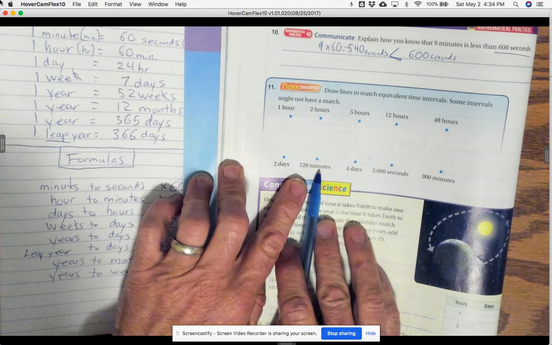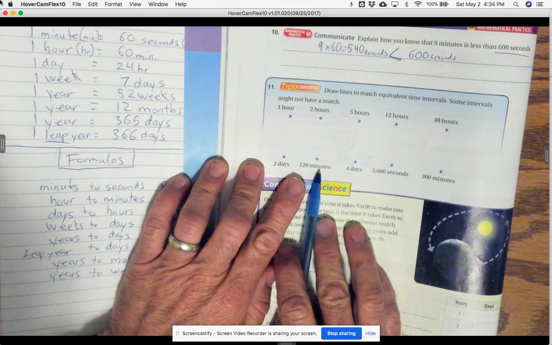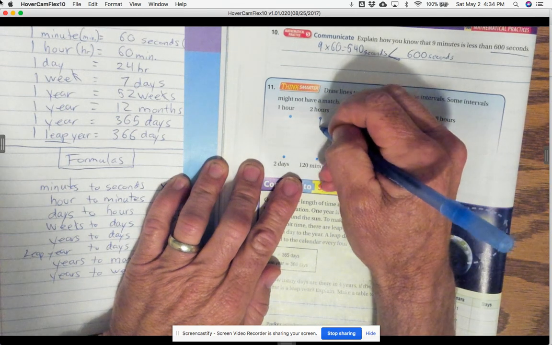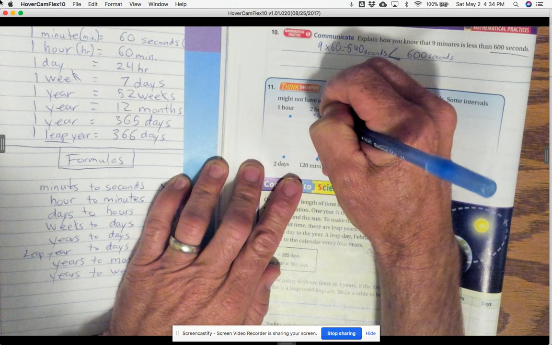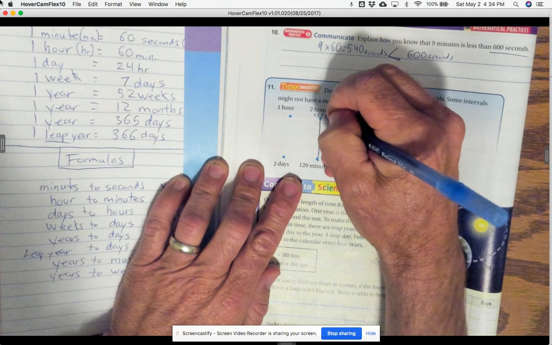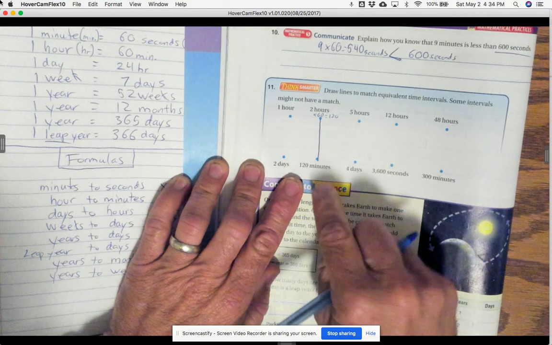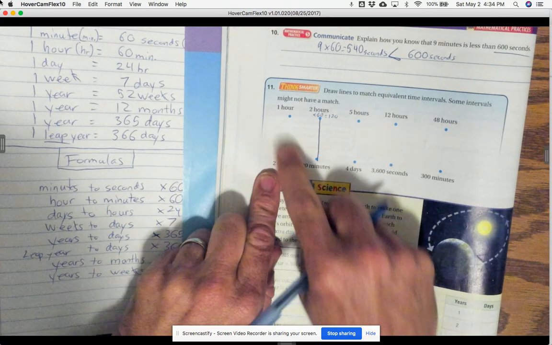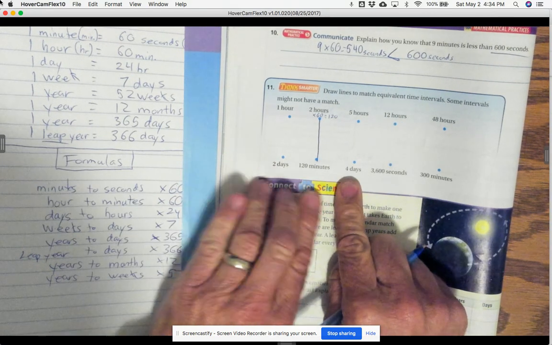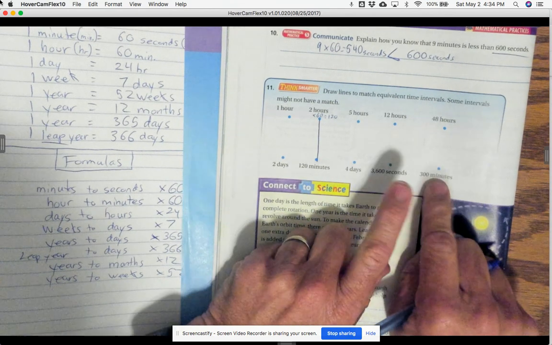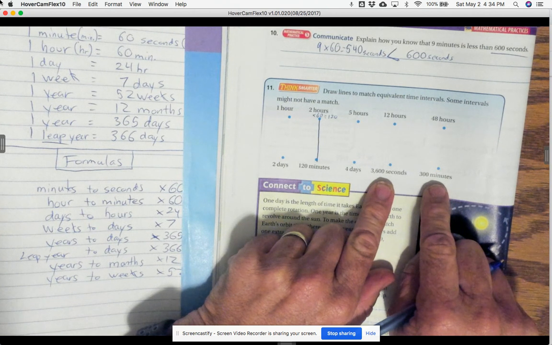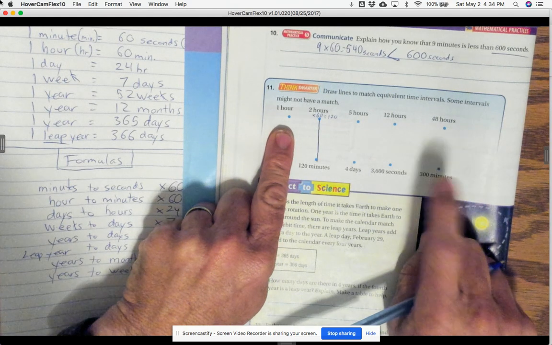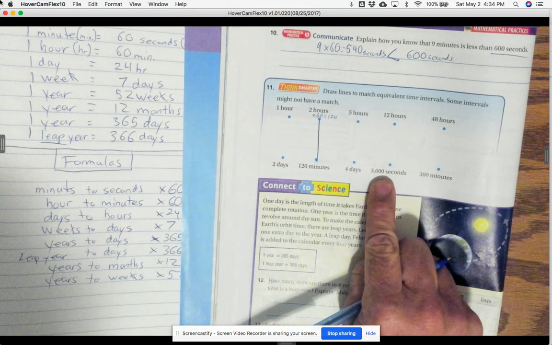1 hour, 120 minutes? No, that would be double. Oh, look, right there. 2 hours. Because 2 hours times 60 minutes per hour is 120 minutes. You know an hour doesn't match up with 2 days or 4 days. So it's got to be one of these two. 3,600 seconds or 300 minutes. Well, we know that 1 hour is 60 minutes. We just got to make sure.